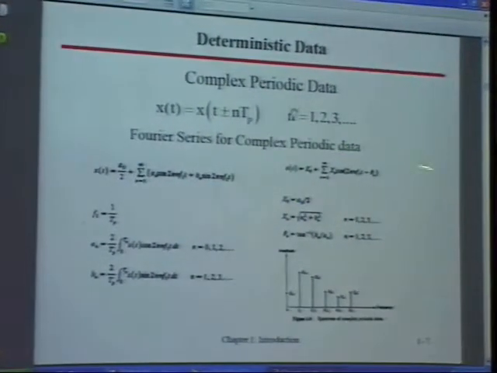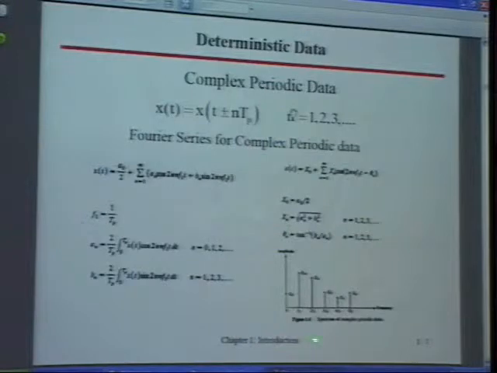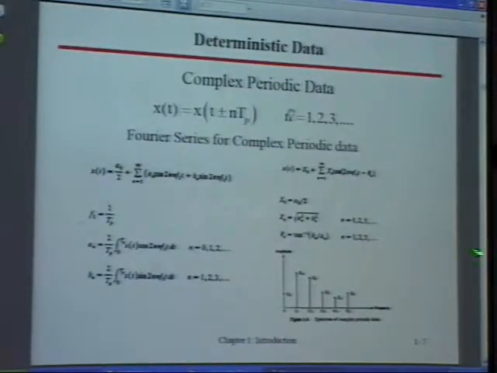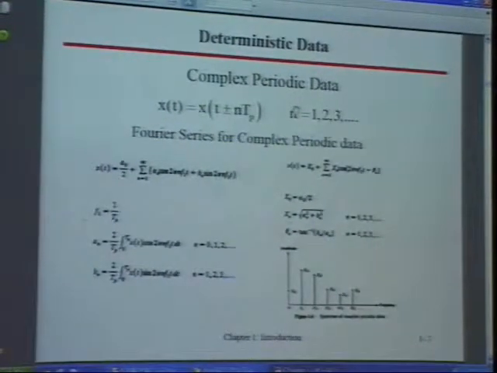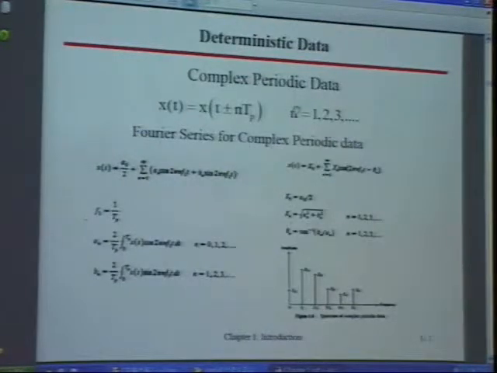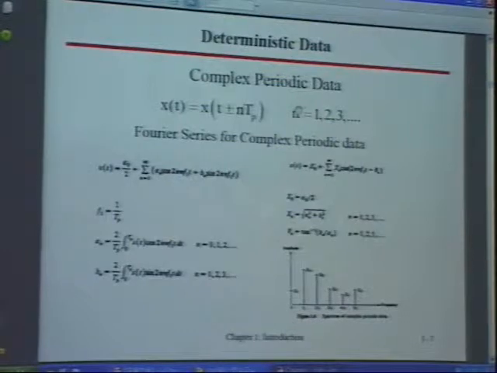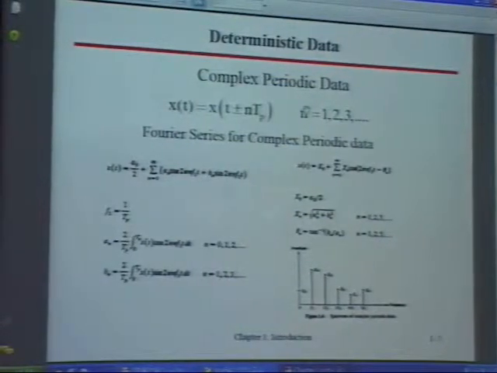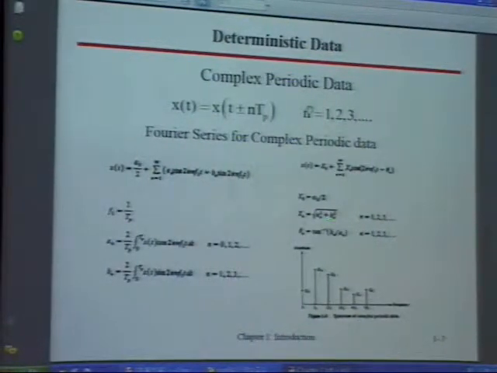This is an exponential form, a polar form, just think of it as a name. Okay. It's a polar form. This is funny, it's not working sometimes. Polar form of Fourier series.